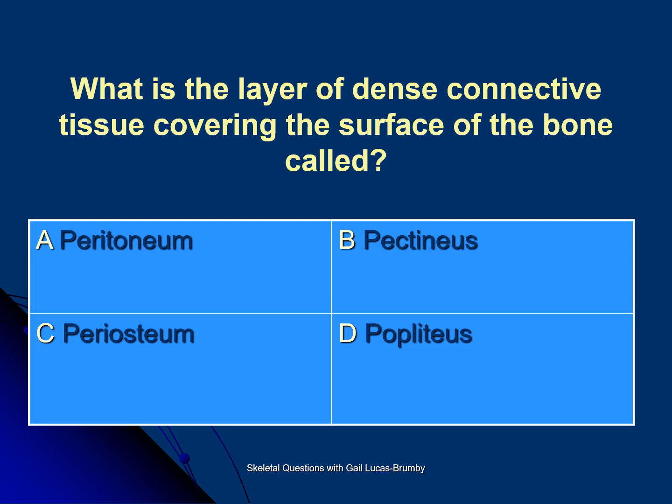What is the layer of dense connective tissue covering the surface of the bone called? Is it A, peritoneum? Is it B, pectineus? Is it C, periosteum? Or is it D, popliteus? And the answer is C, periosteum.